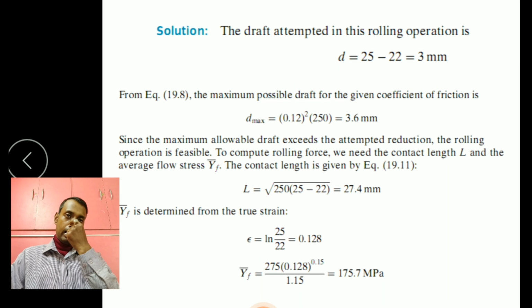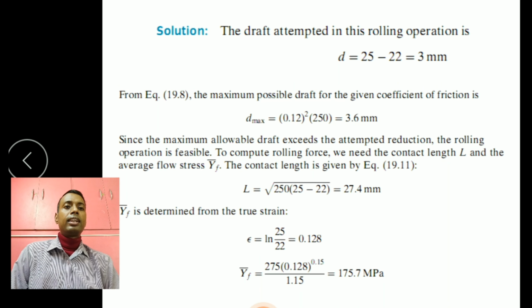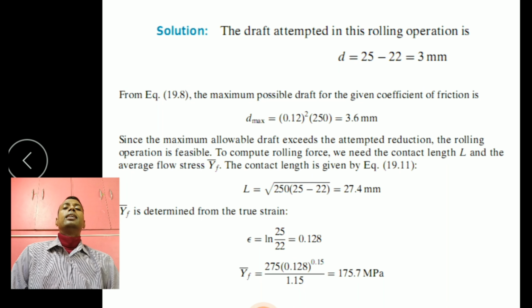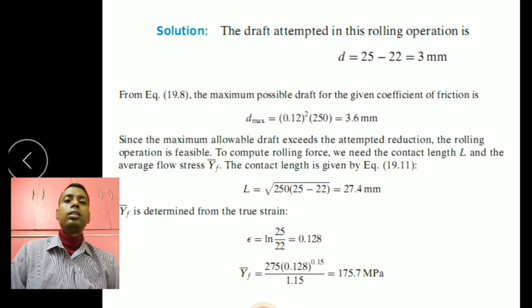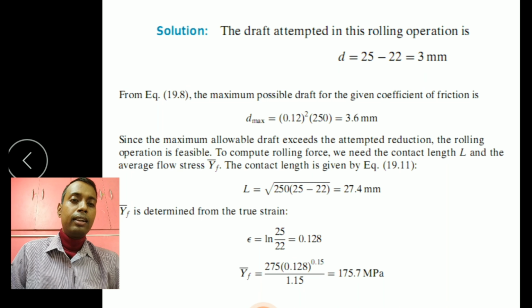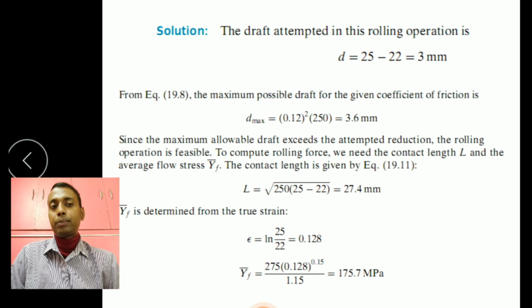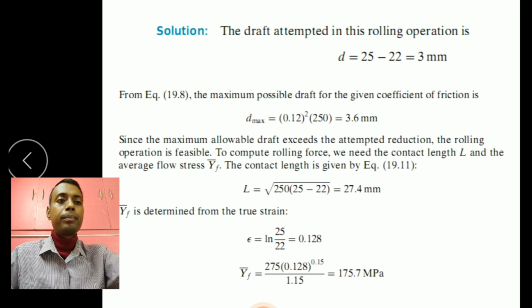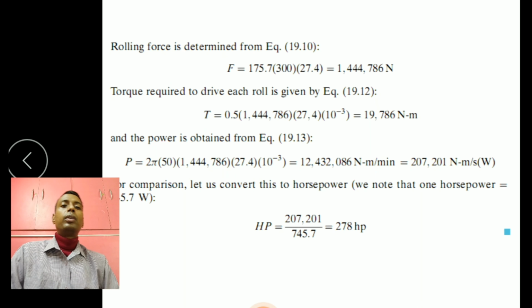The draft attempted in this rolling operation is basically 25 minus 22, 3 mm. So what is the d max? The formula, all of you know that, 0.12 square into 250. The value is there. Find out the L and YF, all of you know the formula. Find the strain first, epsilon, ln T0 by TF, and you find out YF. Then what is the F?